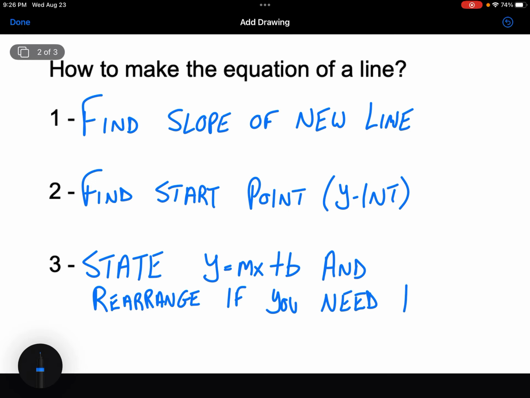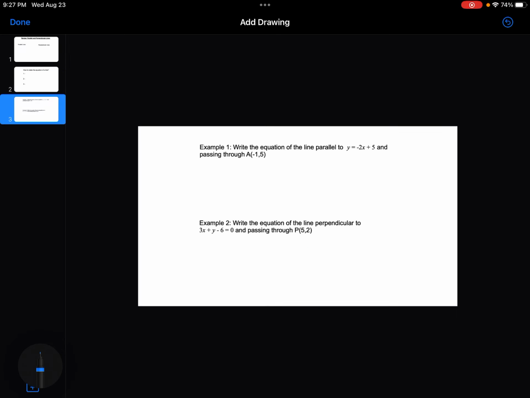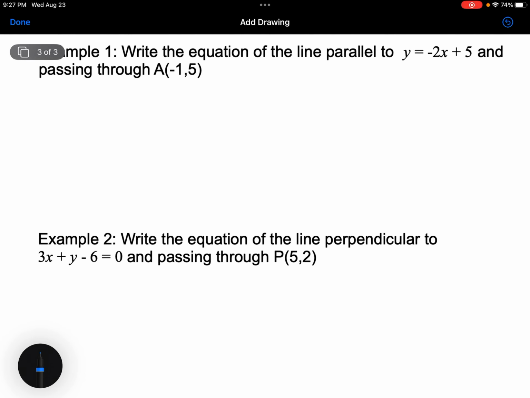So when we're doing this, you only need to rearrange if the question asks that. You don't want to waste time. Like if I read this first one, it says write the equation of the line parallel to y equals -2x plus 5 and passes through (-1, 5). It doesn't say what form we need it in. The easiest form is going to be y equals mx plus b, so that's the form we're going to write it in. We're not going to waste time putting it into standard form because the question doesn't ask us to do that.